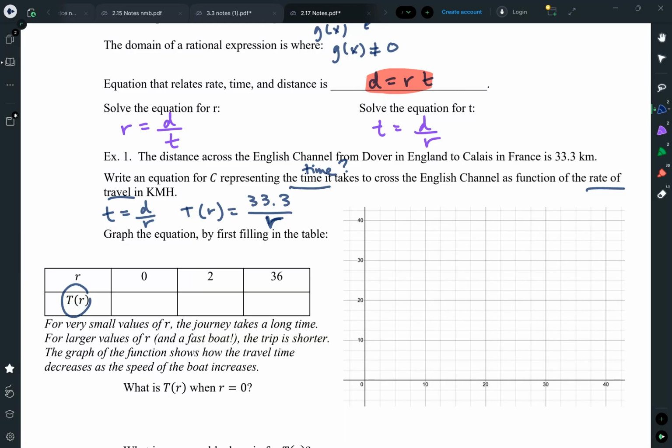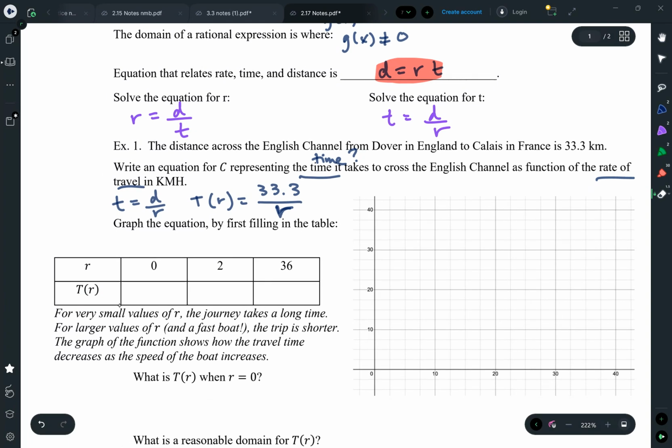And we want to fill out this table. First of all, what happens when we put 0 in for rate? If we put in 0 for our rate, it doesn't really make sense because we still have to travel the 33.3 kilometers, but we'll never get there. So if we plug in 0, we don't get an answer. It's undefined. So let's go ahead and write undefined.